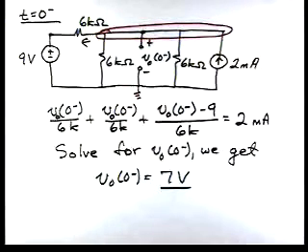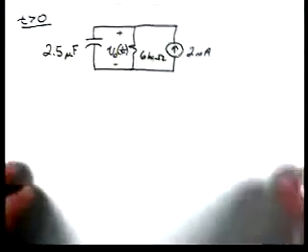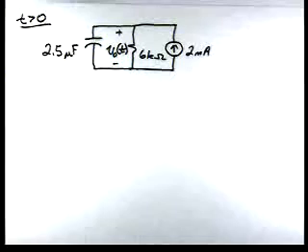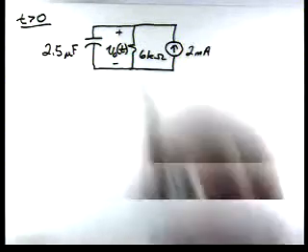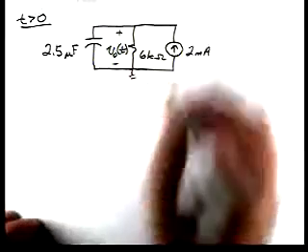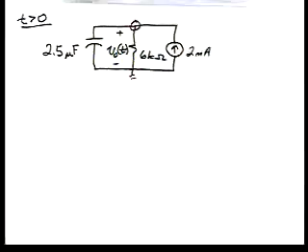So there's our initial value of our capacitor voltage. Now let's draw the circuit for t greater than 0. Here's our circuit, and really it's a single node pair circuit. So we've got a reference node, and then we can apply KCL at the top node.